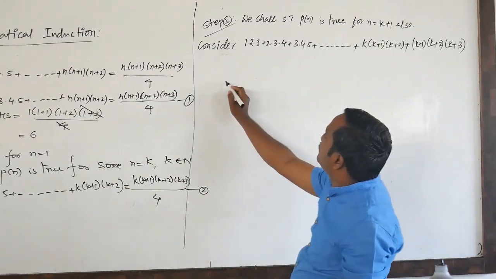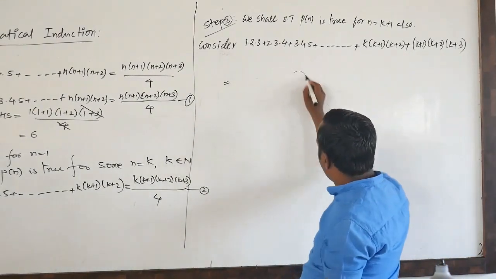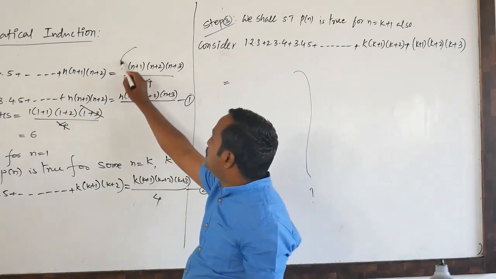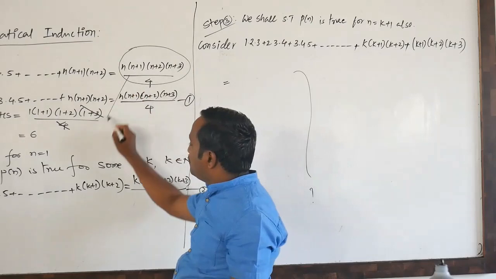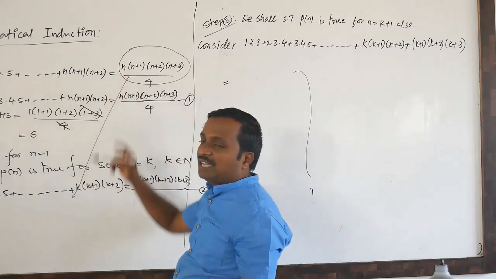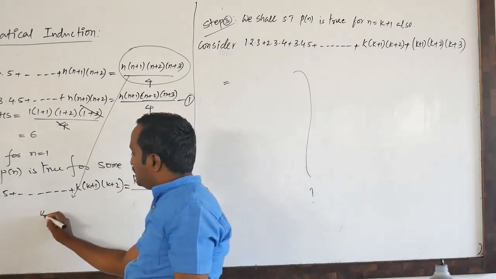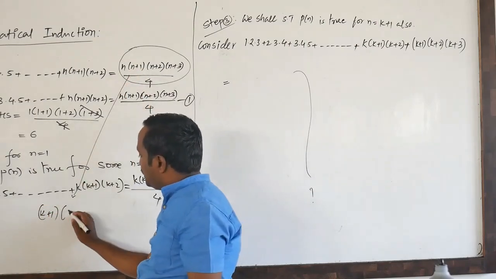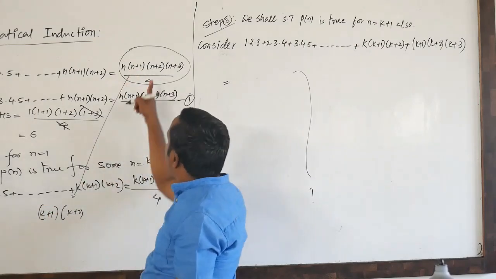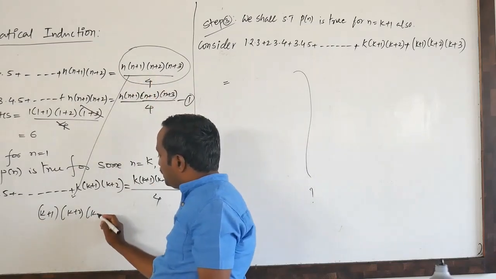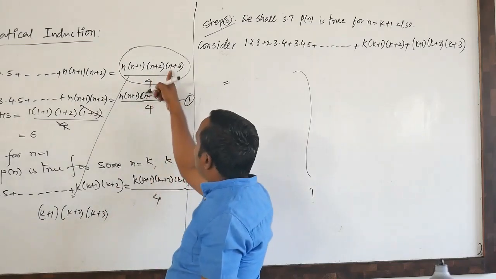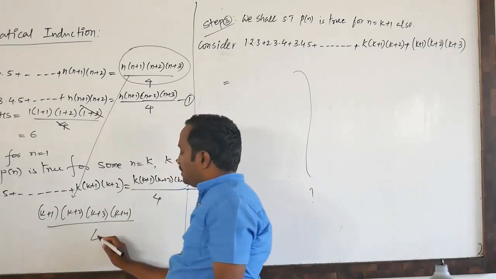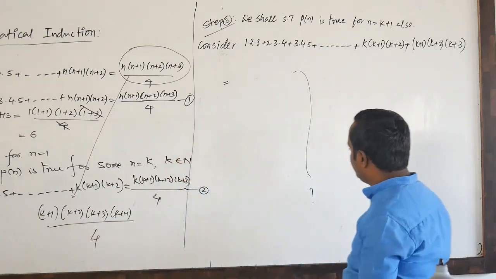Next, what do we get on simplifying? Just concentrate here. Just replace n by k plus 1. So n becomes k plus 1, n plus 1 becomes k plus 2, n plus 2 becomes k plus 3, and n plus 3 becomes k plus 4, by 4.